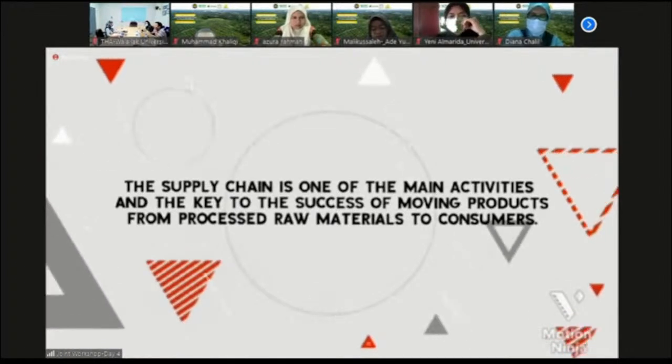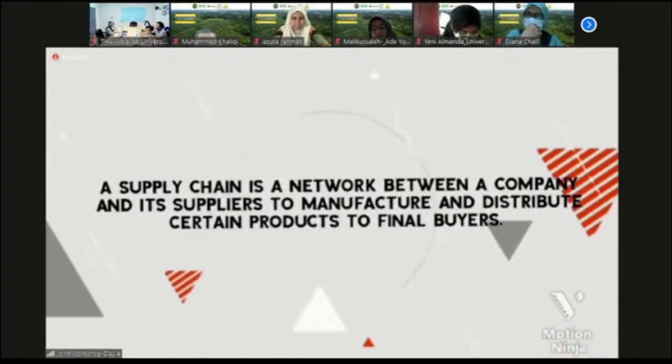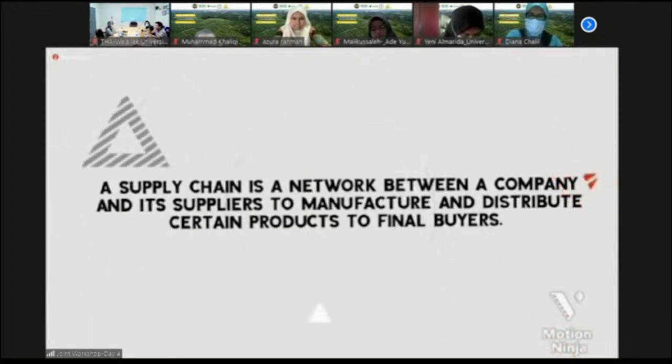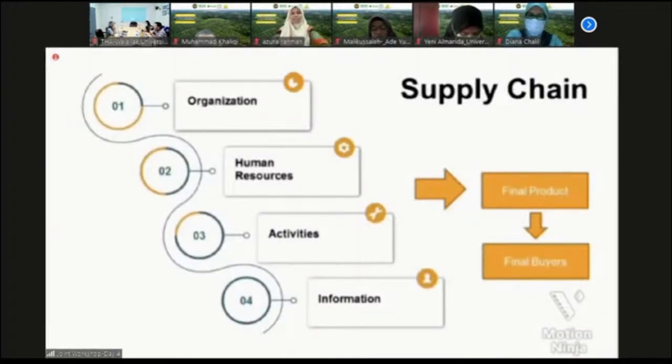The supply chain is one of the main activities in the key to the success of moving products from processed raw materials to consumers. The supply chain is a network between a company and its suppliers to manufacture and distribute certain products to final buyers. Supply chain is a coordinated system consisting of organizations, human resources, activities, information, and other resources that are involved together to move a product or goods.